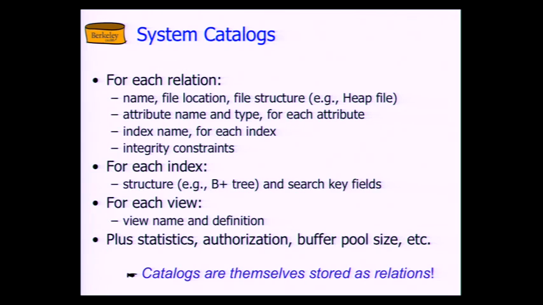And then finally, there's a whole bunch of statistics about these tables. So how many pages do they have? How many distinct values are in each column? What's the distribution of values in the columns? Authorization information. What are the names of users? Which users are allowed to look at what? Configuration stuff about the database. How many buffer pages do you have on your machine? All that kind of stuff. So all these things, both physical and logical descriptions of the database, are stored in these catalogs.